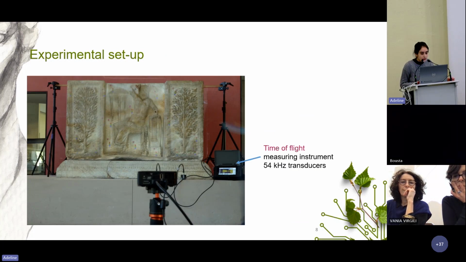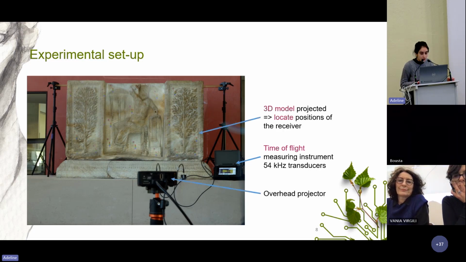Here you can see the time of flight measuring instruments that we use with 54 kilohertz transducers. Then to locate directly during the experiment the position of the receiver on the front side and the lateral side of the altar, we projected directly the 3D model onto the side of the object. So on the picture, positions are marked with the pink circles.